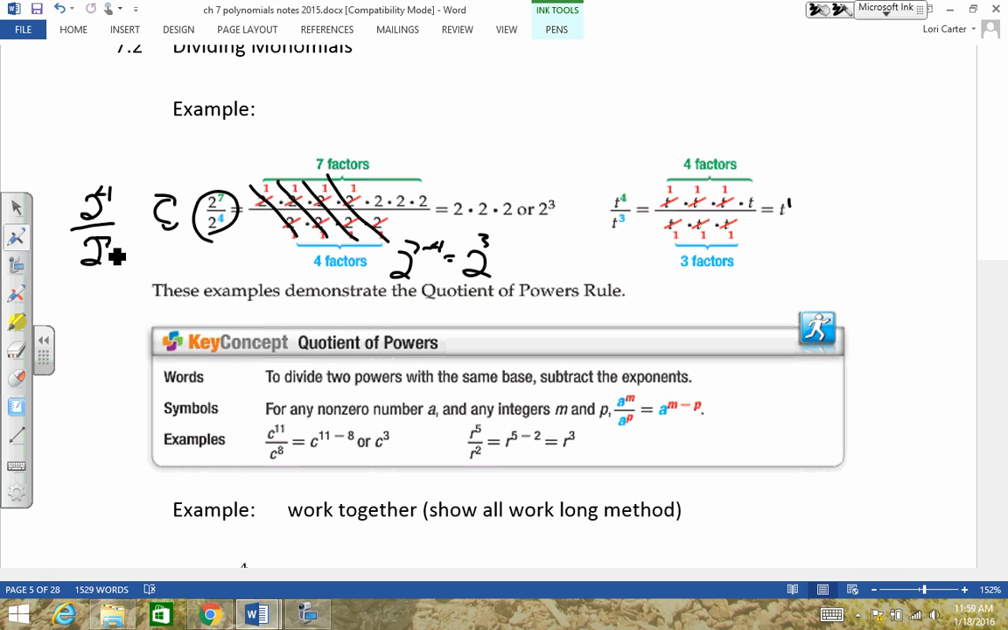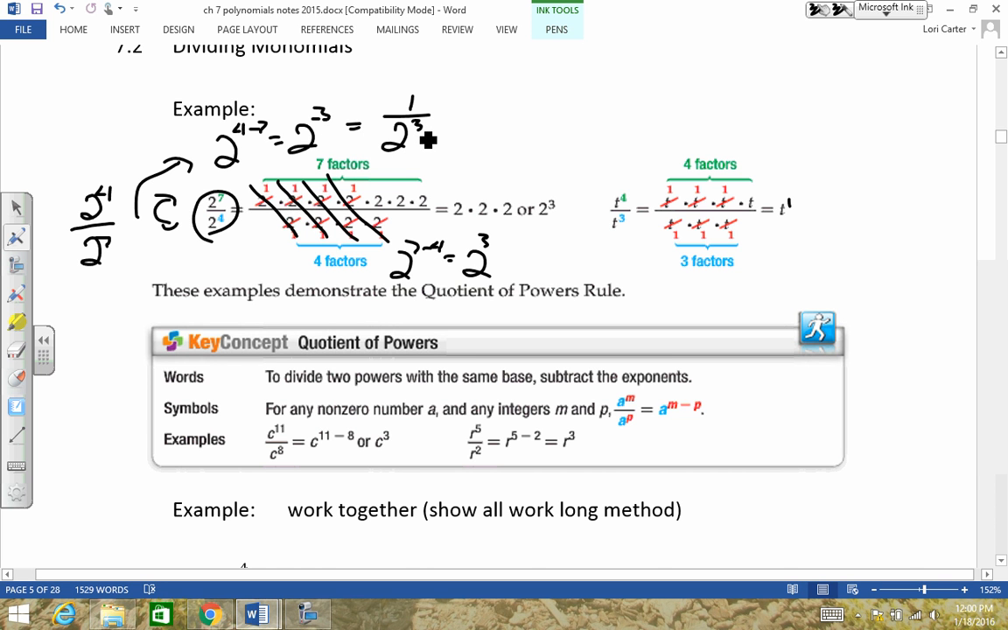So 4 minus 7, I'm going to go up here. So you have 2 to the 4 minus 7, which is 2 to the negative 3. Can I have a negative exponent? No. Negative exponents are in the wrong place. So if they're in the numerator, they belong in the denominator. If they're in the denominator, they belong in the numerator. All right. Now, do I need to show you how that works the long way? Yes, I'm a little bit confused.